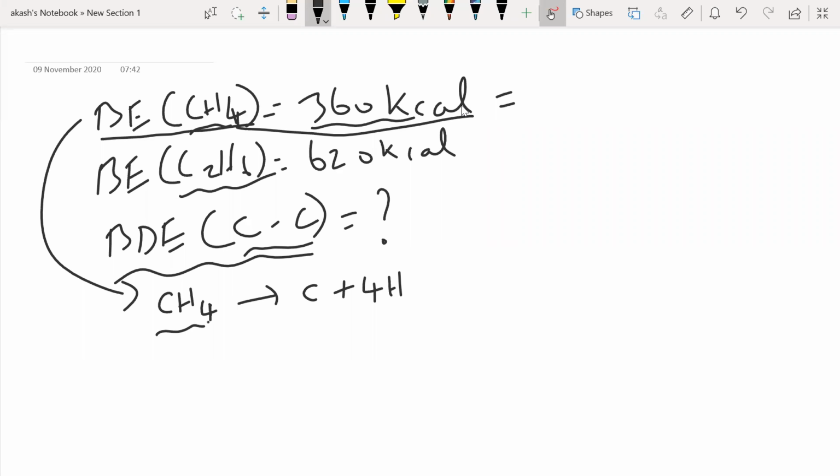So basically, for this to happen, I have to break the bonds. What are the types of bonds I have to break? There is only one type of bond, that is your CH bond, right? How many CH bonds are there? 4, sir. 4 CH bonds. So how will I write bond enthalpy in terms of BDE?